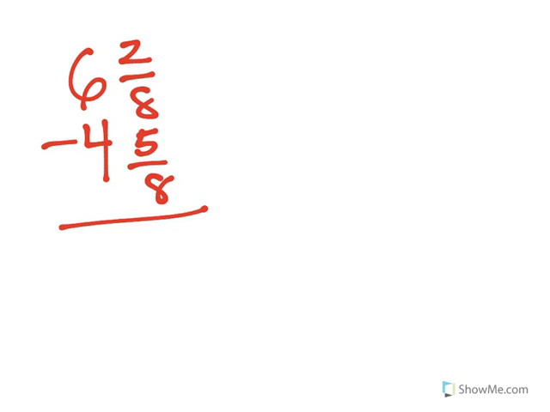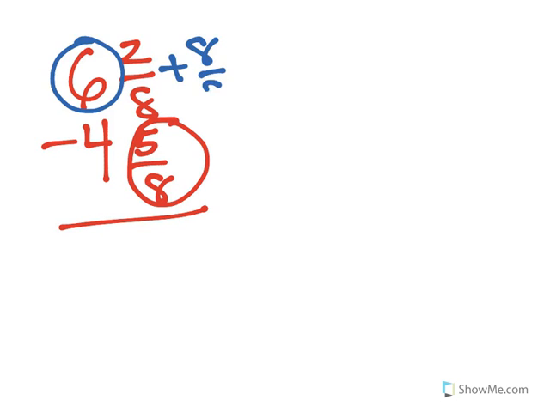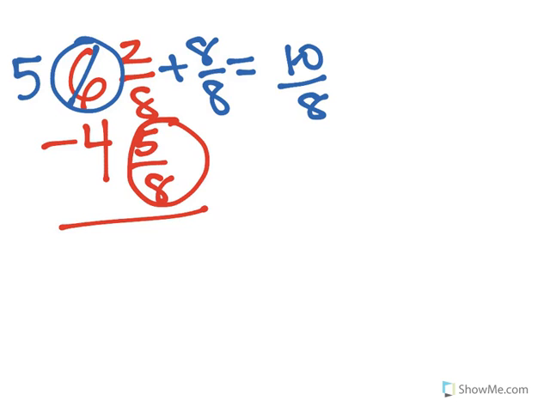When we're subtracting fractions, things work a little bit differently. If the fraction on the bottom is larger than the fraction on the top, then we need to take 1 away from this number before we start subtracting. So I'm going to add 8/8 to my 2/8, which is going to give me 10/8, and I'm going to take away 1 from my 6. Now I can subtract just like I did when I was adding. 5 minus 4 gives me 1. 10/8 minus 5/8 gives me 5/8.